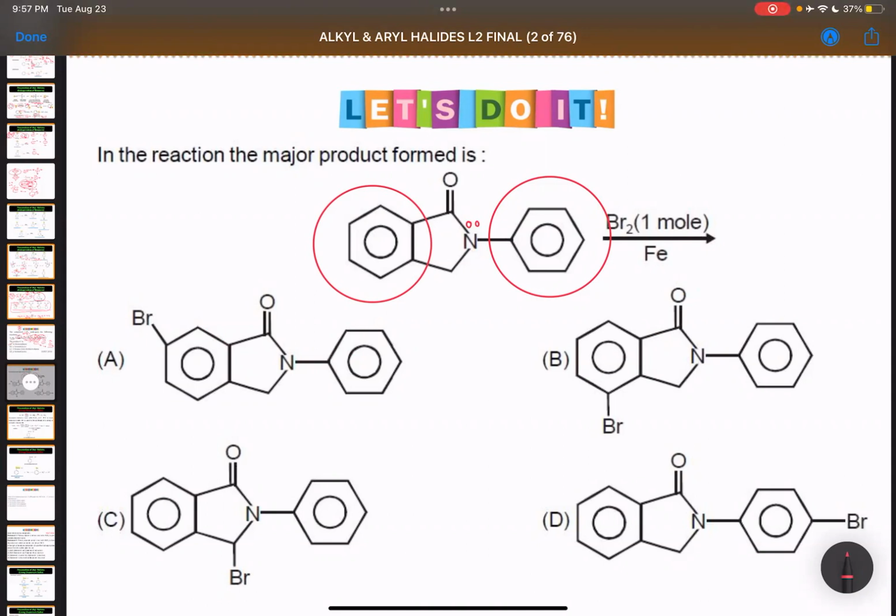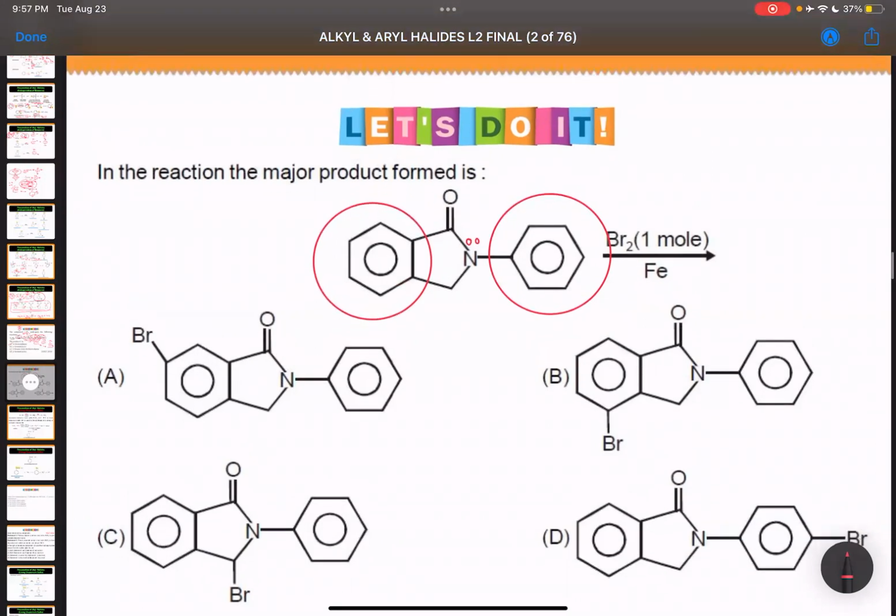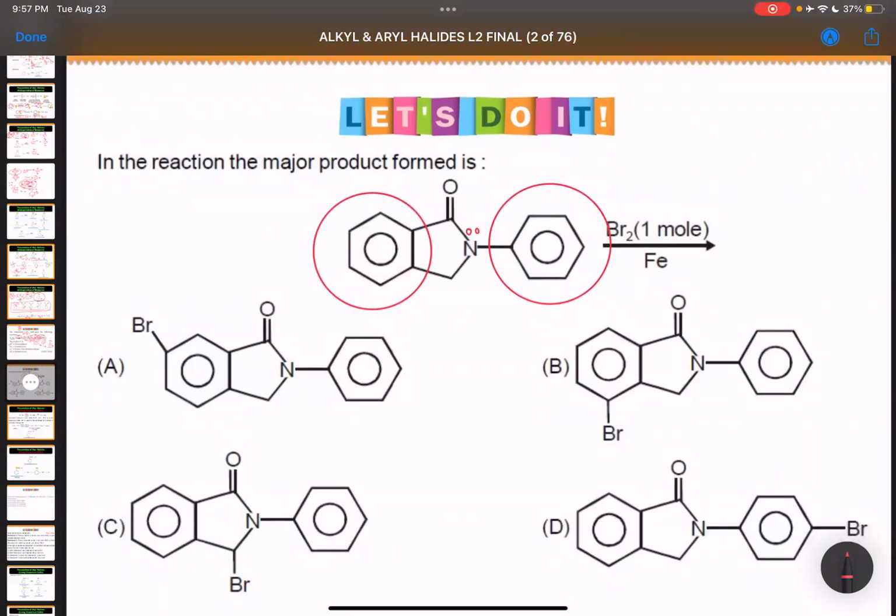So this is the question. I have asked where you will put Br. This is Br2 and FeBr3, and Br2/Fe is the same as Br2 and FeBr3. So on which ring should I put my Br atom? It is the right ring, which is more reactive. But why? What is the reason?